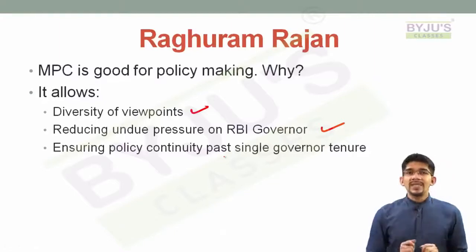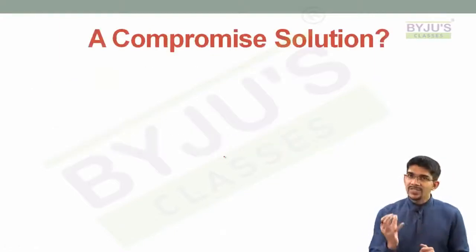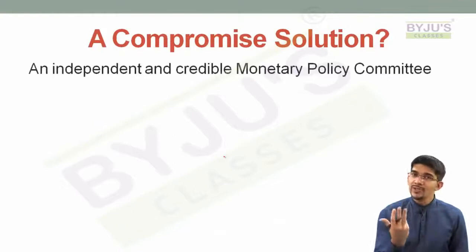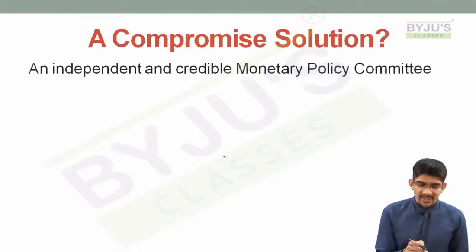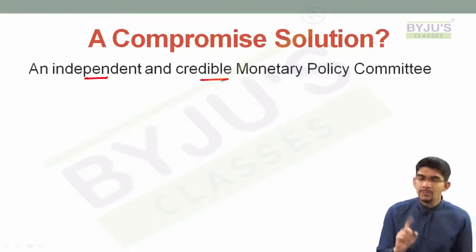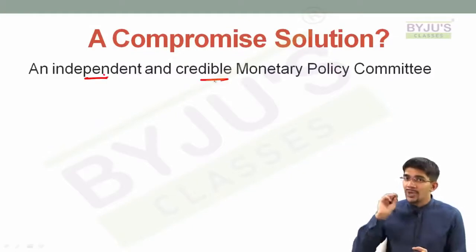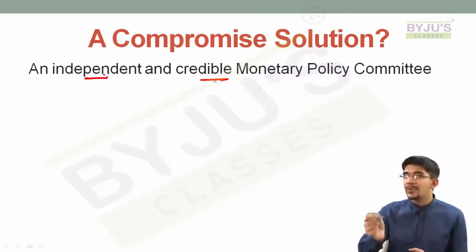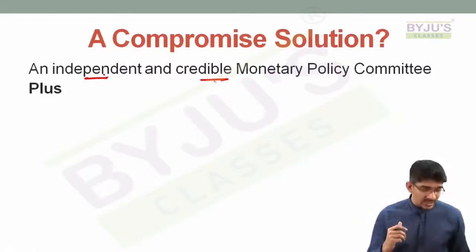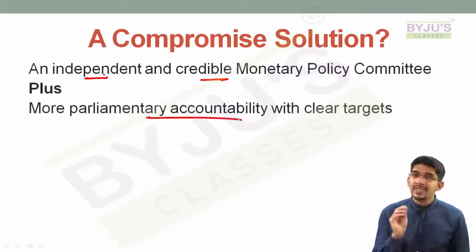So all this brings us to an end point, which is a compromise solution. The compromise solution should have the following characteristics. It should have an independent and credible monetary policy committee. Independent means government should not be able to exercise full control over it. A central bank should be able to assure the market that we will be taking required actions. In addition, there should be clear parliamentary accountability with clear targets.